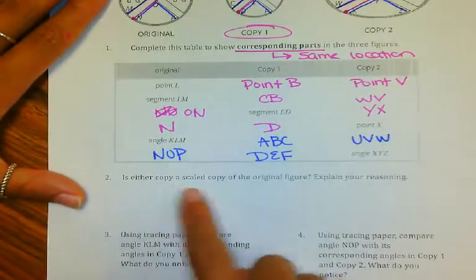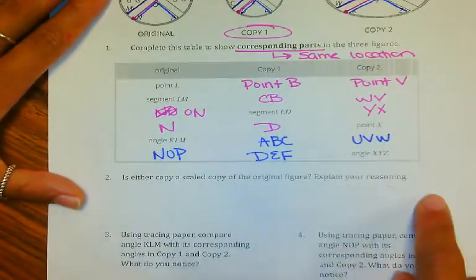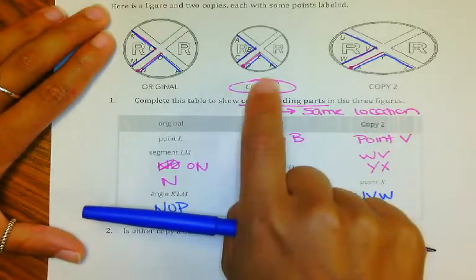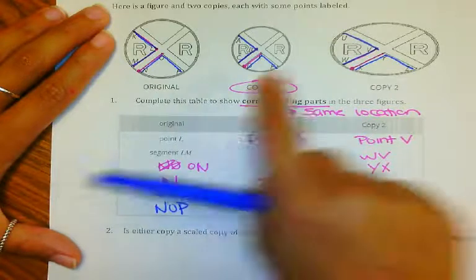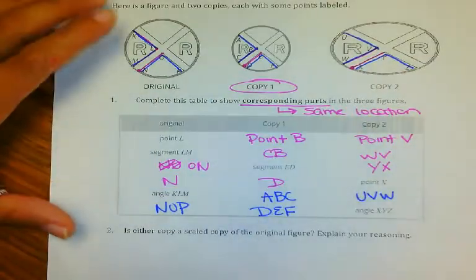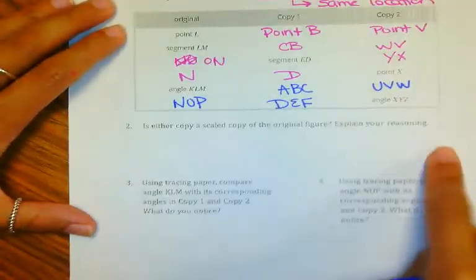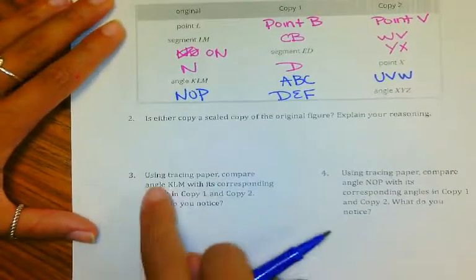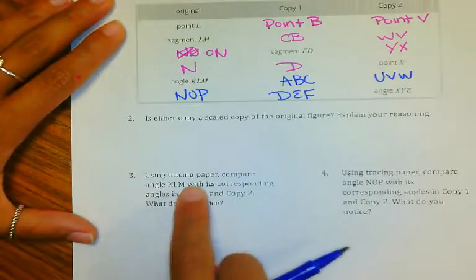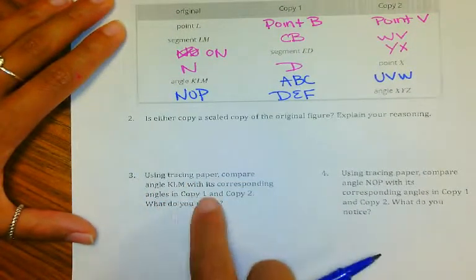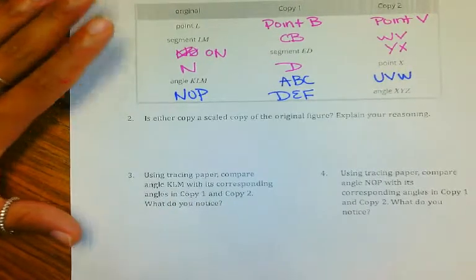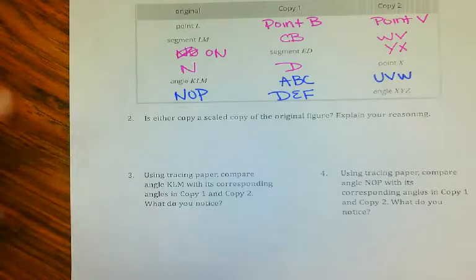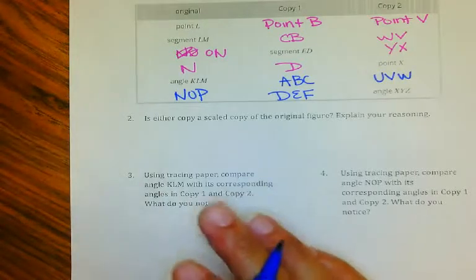So is either copy a scaled copy of the original? Explain your reasoning. Well, we said earlier that copy 1 was the scaled copy because it's the exact same size. This one is stretched out, so it's not, all right? So make sure you have an explanation here. Now, 3, using tracing paper, compare the angle LMN and its corresponding angles in copy 1 and copy 2. What do you notice? All right, so we're not going to use tracing paper, but I'm going to do a demonstration. I want you guys to just pay attention, okay?